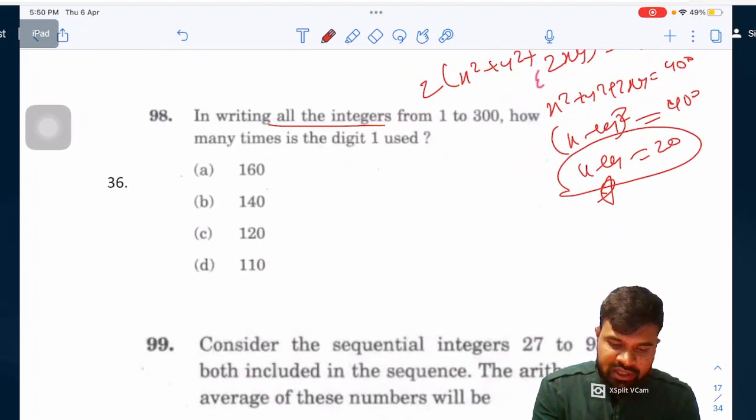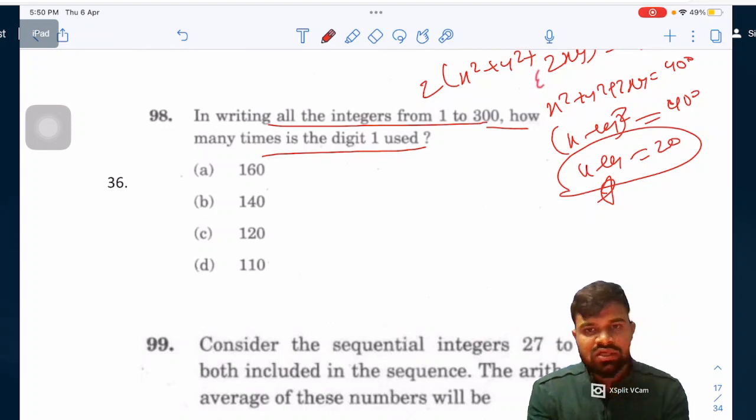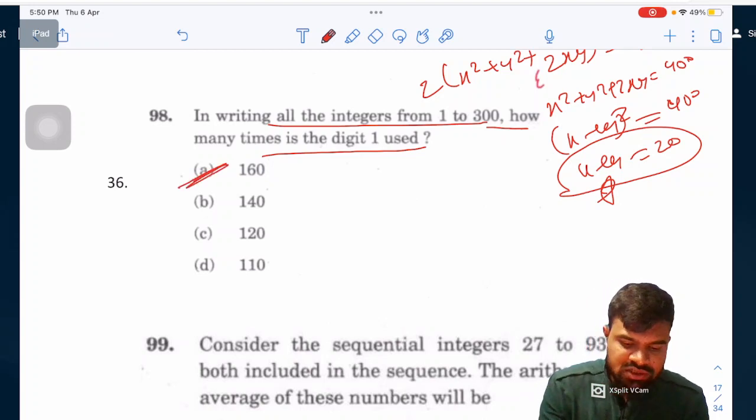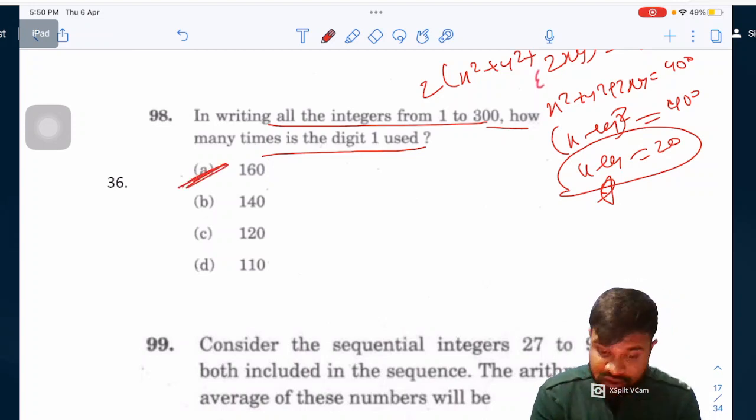In writing all the integers from 1 to 100, how many times is the digit 1 used? This is again a question of counting. I want you to do it by yourself. The answer will be 160. How many times will the digit 1 be used? This is a question from counting.